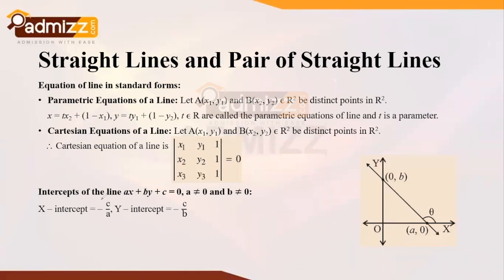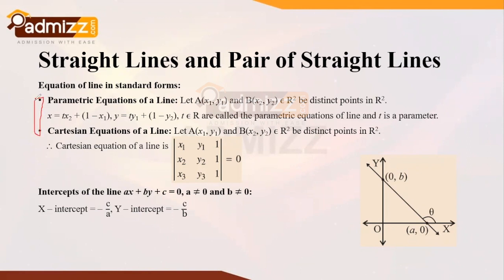Okay, and the usage of a determinant will readily help you in forming the Cartesian equation of a line. And the intercepts of the line ax plus by plus c equals 0: the x-intercept can be calculated using the formula minus c by a, and the y-intercept can be calculated using minus c by b. That's it. So generally the parametric and Cartesian equations are not asked in the question.